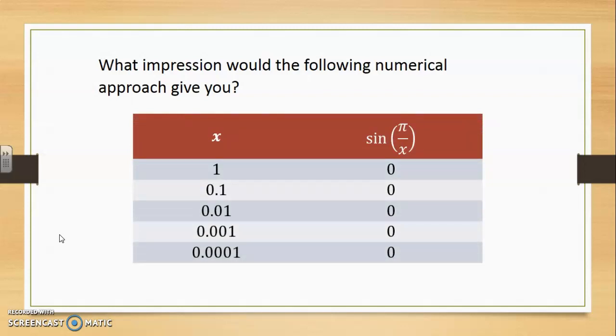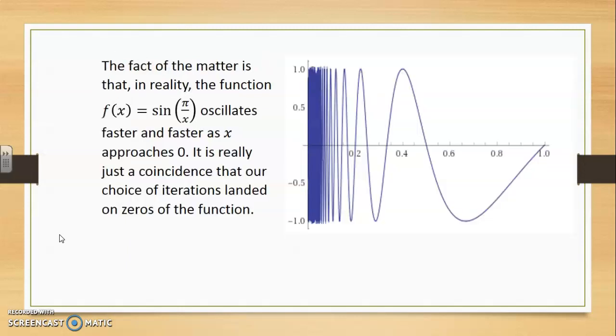So on the left, values of x have been selected progressively getting closer to 0, yet remaining to its right. So x is definitely heading towards 0 from the right. When replacing x by these numbers in sine of pi over x, look at the outcomes, which are systematically giving values of 0. Well, the fact of the matter is that in reality, the function oscillates faster and faster as x approaches 0. It's really just a coincidence that our choice of iterations landed on the zeros of the function. This function's limit doesn't exist.